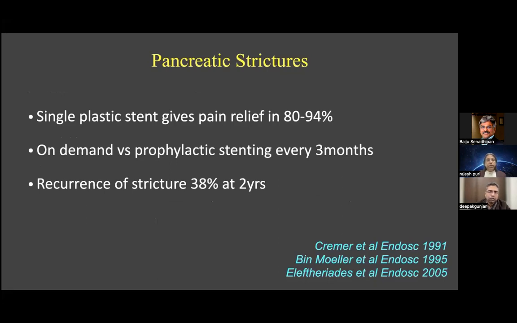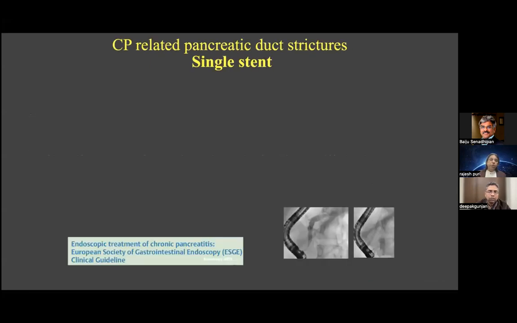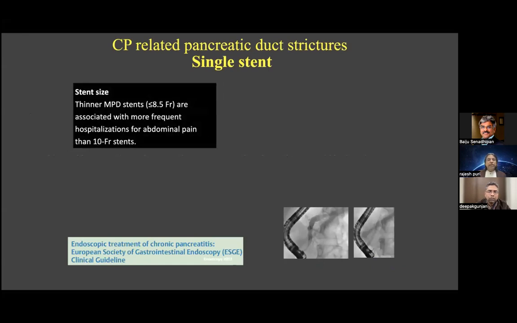Important trials: a single plastic stent gave pain relief in around 80 to 94% of these individuals. On-demand versus prophylactic stenting every 3 months for 1 year is important, but it has shown that recurrence is seen in around 40% of the patients within 2 years. So what does the ESGE say?